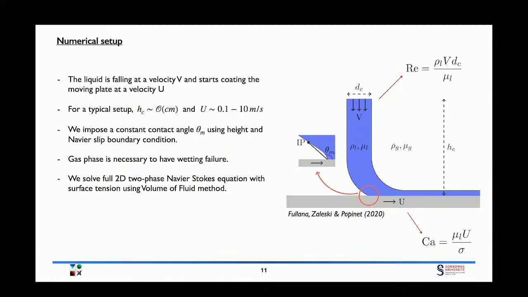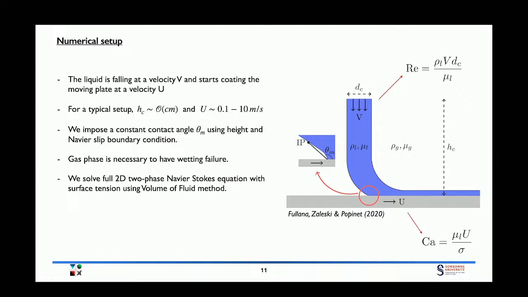So this is our numerical setup. We have a solid plate moving from left to right and liquid falling with some velocity V. And what we can do is we define a capillary number based on this solid velocity U, and we define a Reynolds number based on this vertical velocity V. There is gravity also, so there will be a Bond number as well, but we keep it constant, so we only work with this Reynolds and capillary.